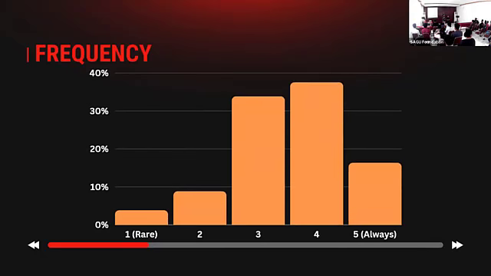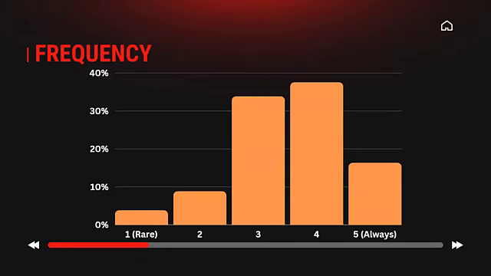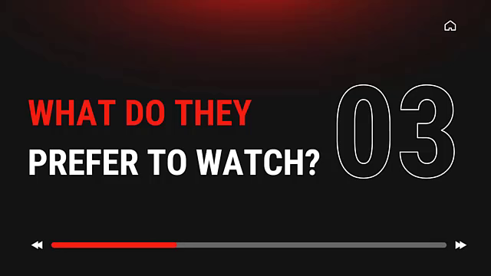This is the type of chart that we use. The type of question is a scale of 1 to 5, 1 for rarely and 5 for always. It turns out that our respondents usually and frequently watch movies, because they chose number 4 and number 3. Number 4 accounted for approximately 38%, and number 3 for 22%. On the next slide is what they prefer to watch.